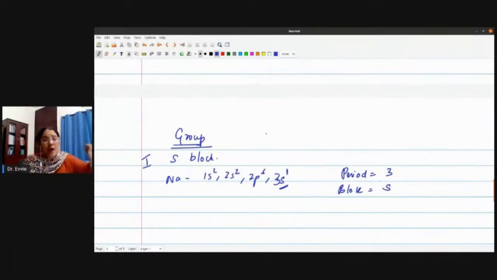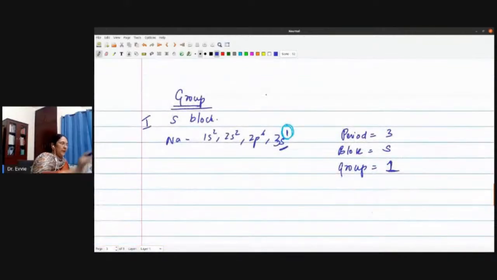Now, you have to see the number of electrons in that S subshell. Okay, so here S has 1 electron. So if that is 1, then please just write the group number is 1. It belongs to the first group. Okay, I hope it is clear.